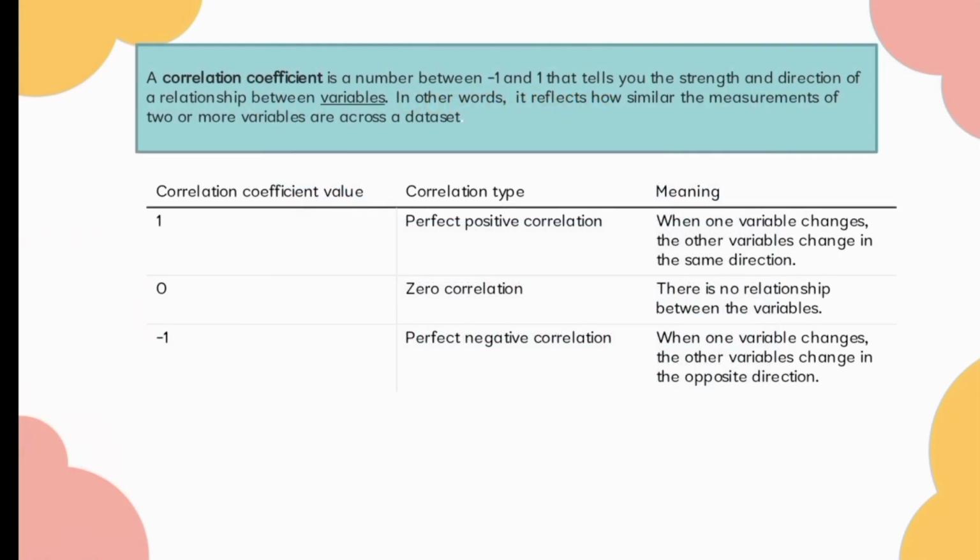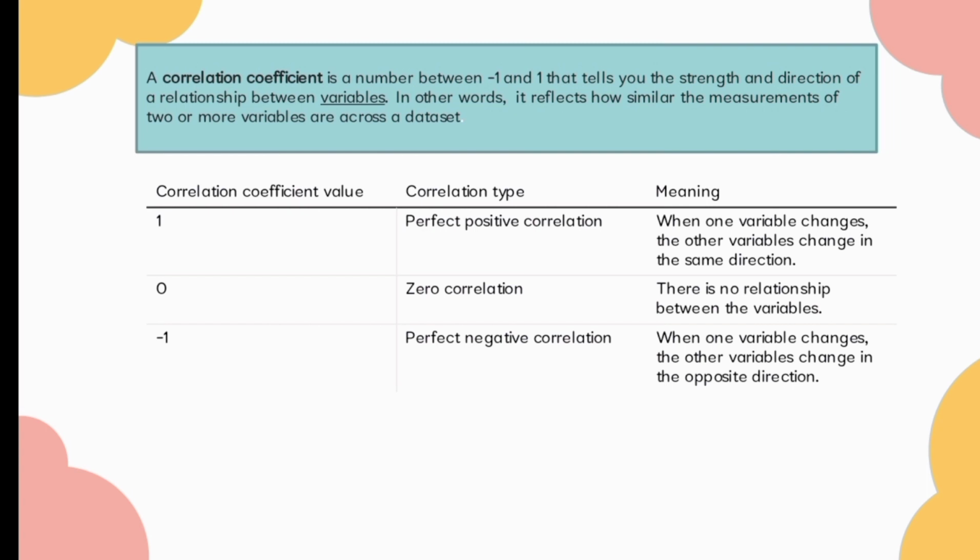A correlation coefficient is a number between -1 and 1 that tells you the strength and direction of a relationship between variables. In other words, it reflects how similar the measurements of two or more variables are across a dataset.